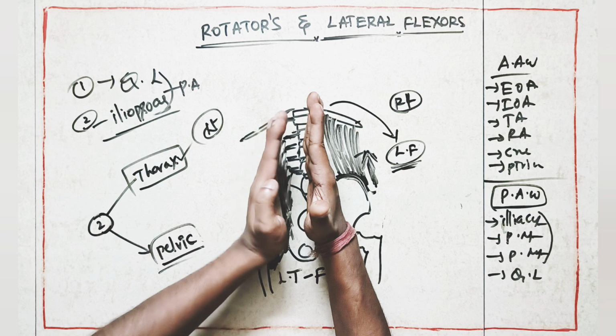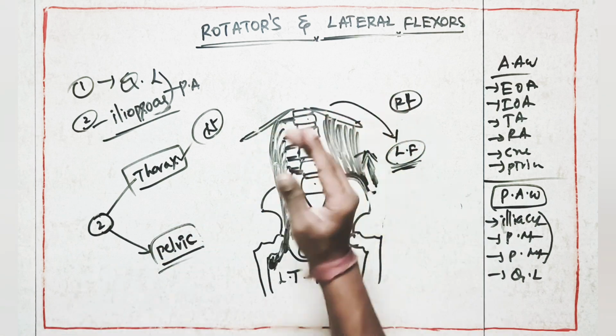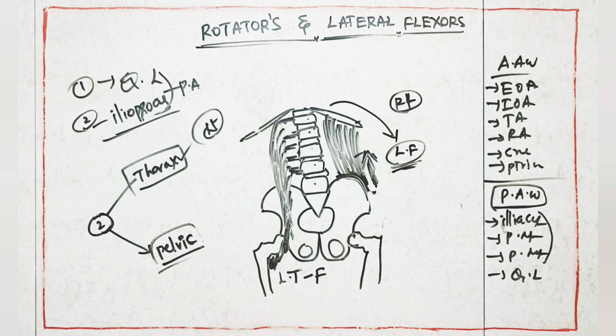At a certain point the muscle length will stop, it will not go for further lengthening, so here lateral side bending will be stopped. So this is about the rotators and lateral flexors of the spine. Clear?